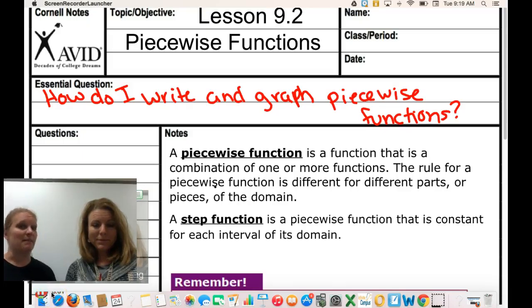All right, so today's lesson is on piecewise functions. Our essential question is, how do I write and graph piecewise functions? So we'll talk about that.